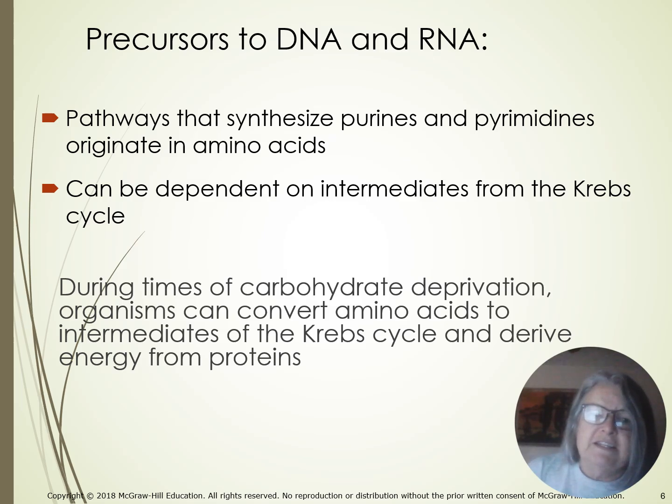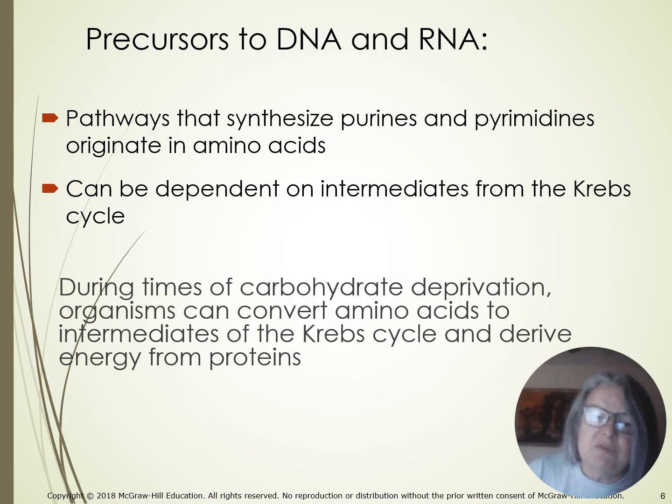So these molecules serve as precursors for nucleic acids, the pathways to synthesize purines and pyrimidines, which of course are the A's and the T's and the C's and the G's, or the U's if you're talking about RNA. And the pathways to make amino acids can be dependent upon intermediates through the Krebs cycle, so components of the Krebs cycle can be removed again in order to make these precursors.